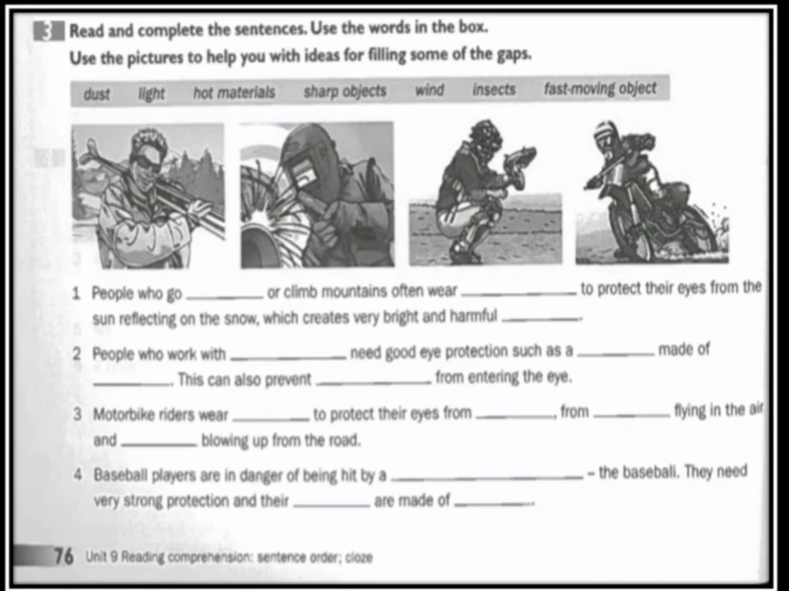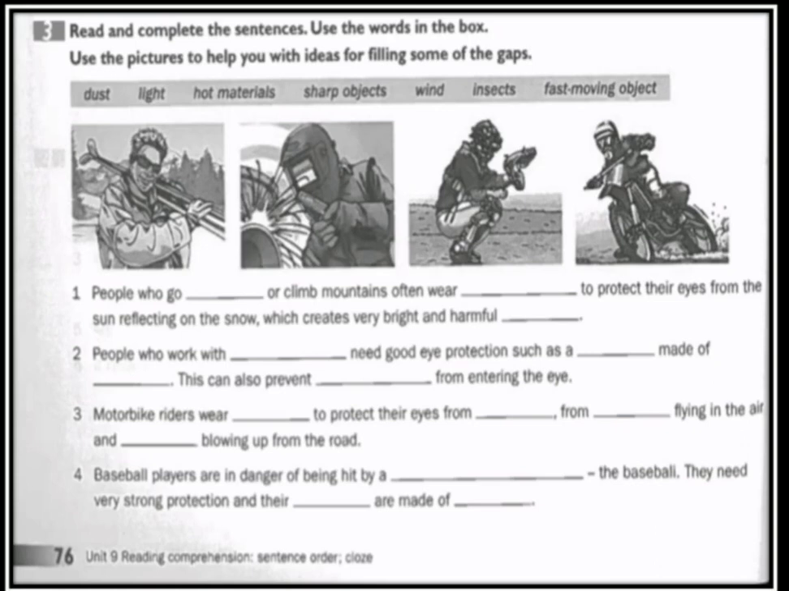Number 4, baseball player. Baseball players are in danger of being hit by a fast moving object, the baseball, like the ball that is thrown at them. They need very strong protection, and their visor is made of metal.